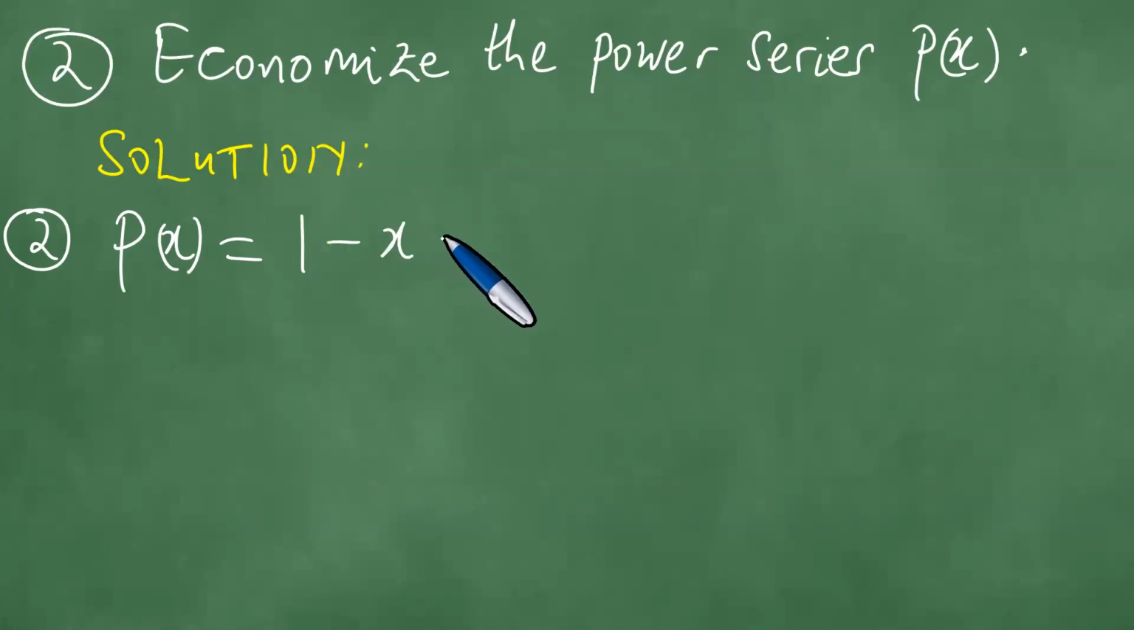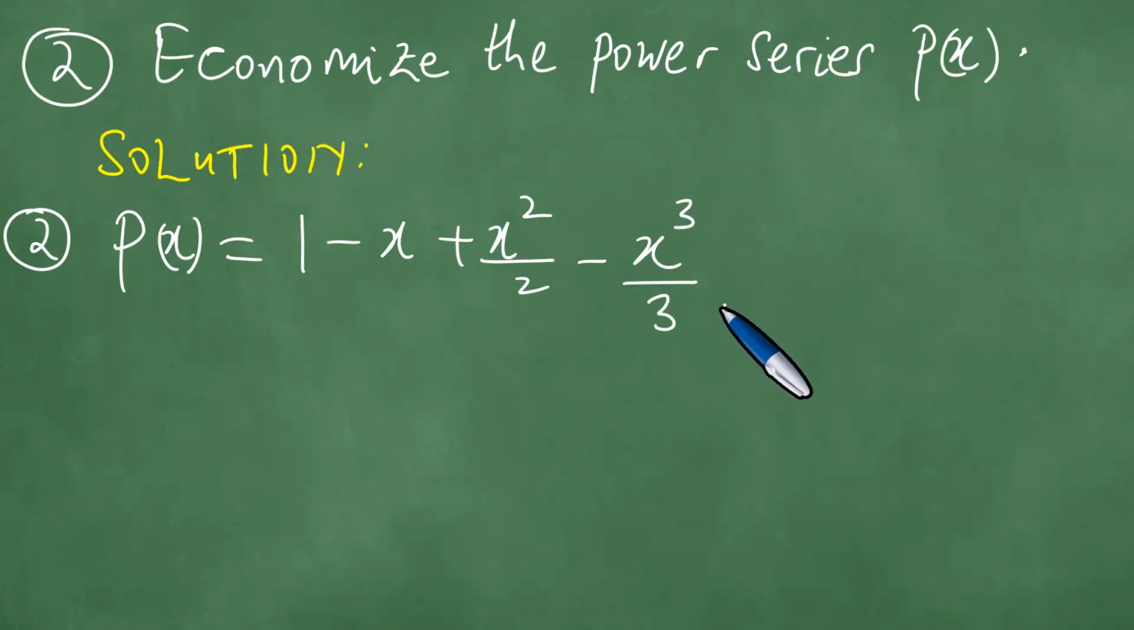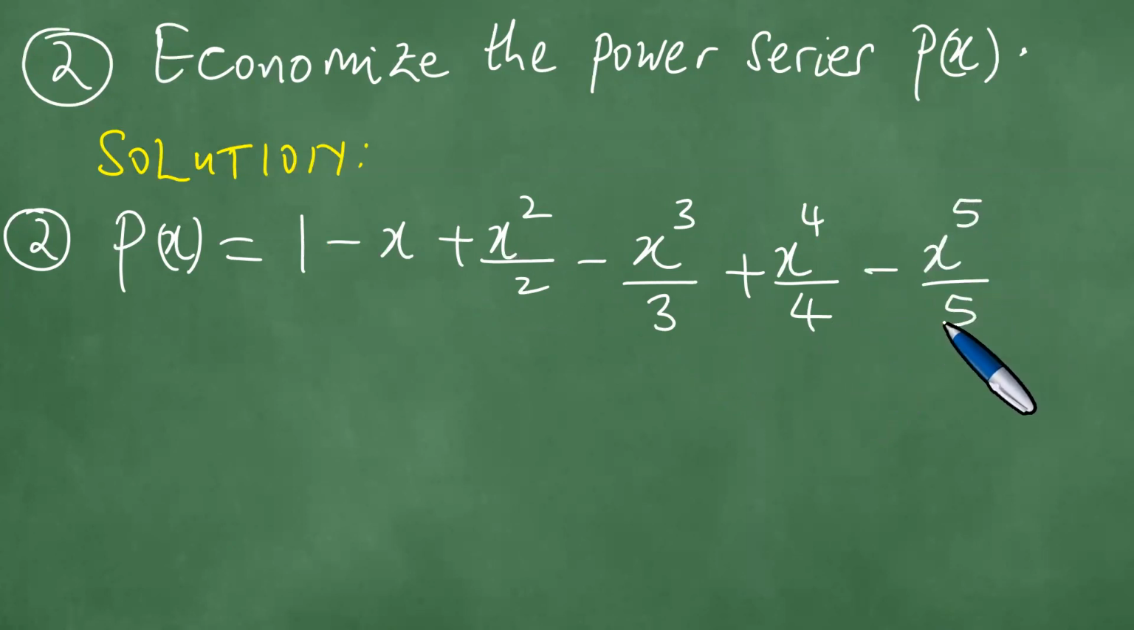One minus x plus x squared over 2 minus x cubed over 3 plus x to the 4th power over 4 minus x to the 5th power over 5.